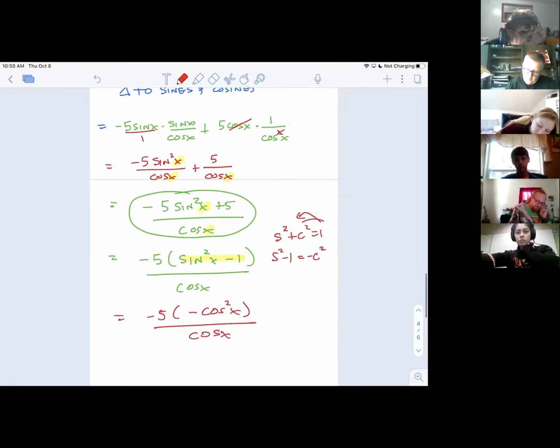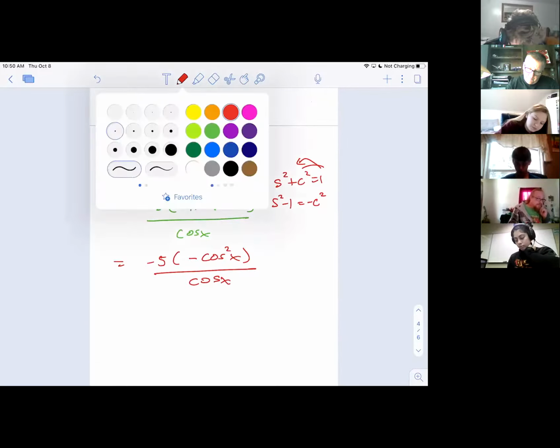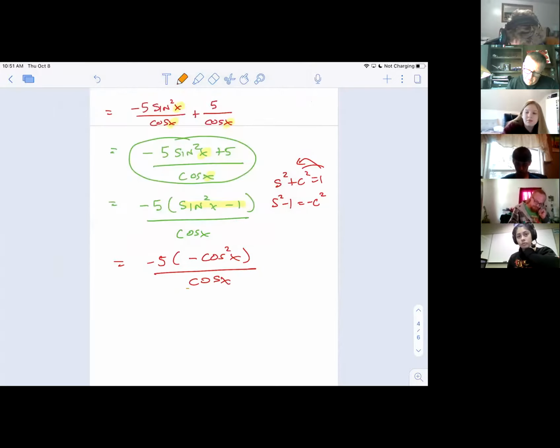Wow, that's particularly cool because a negative times a negative is a positive, and as you probably see, this cosine cancels with one of those cosines, and so this actually just went down to 5 times the cosine. I mean, that'd be really cool if you saw that, wouldn't it?